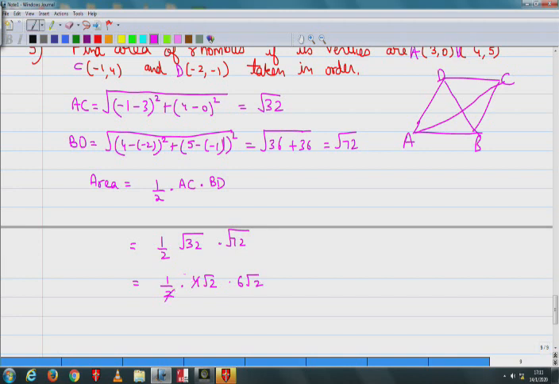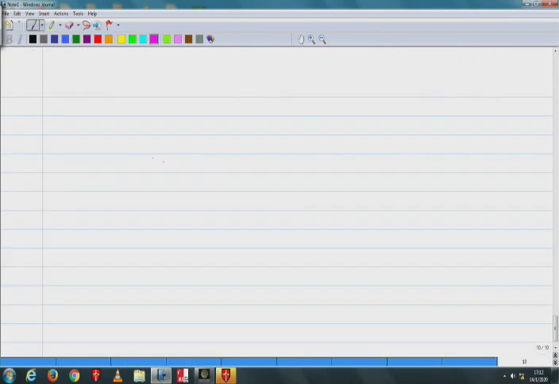So 1/2 times, and this 6 into 2 is 12, 12 into root 2 into root 2 is 2. So 12 into 2 is 24. So 24 square units, that is the answer. Okay, that's great. Now let's move on to the next question.